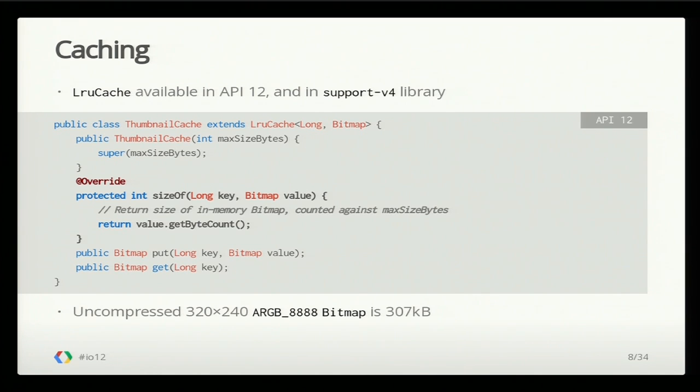And just as an example, a typical 320 by 240 bitmap uncompressed in memory is about 307K, just a ballpark example. And you'd expect the two last methods here, just a put and a get, that you'd expect from a typical caching API. We can put items in, and we can attempt to see if an item is in the cache with the get. And it'll return null if it's a cache miss, if the item isn't in the cache.